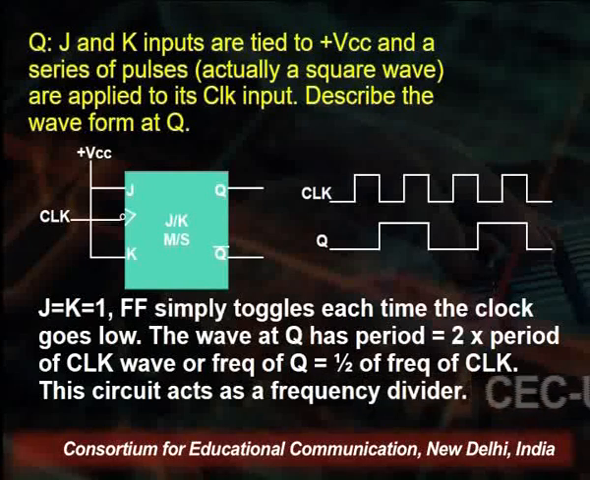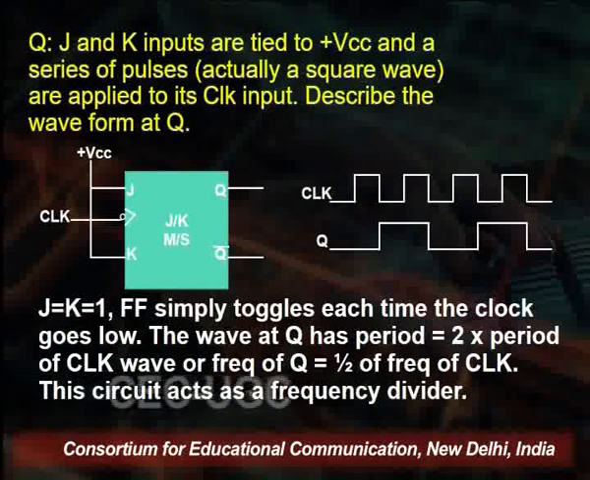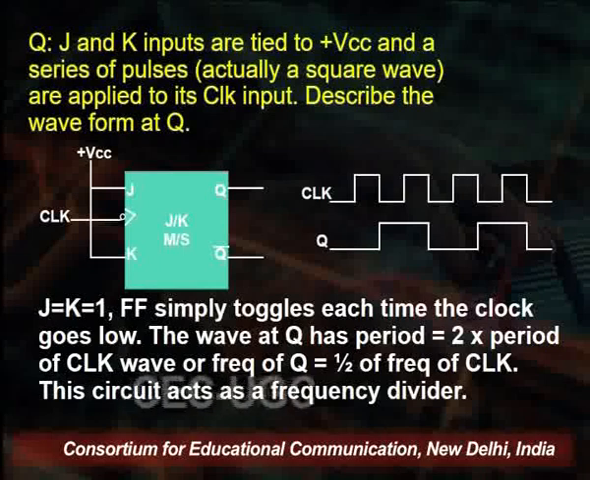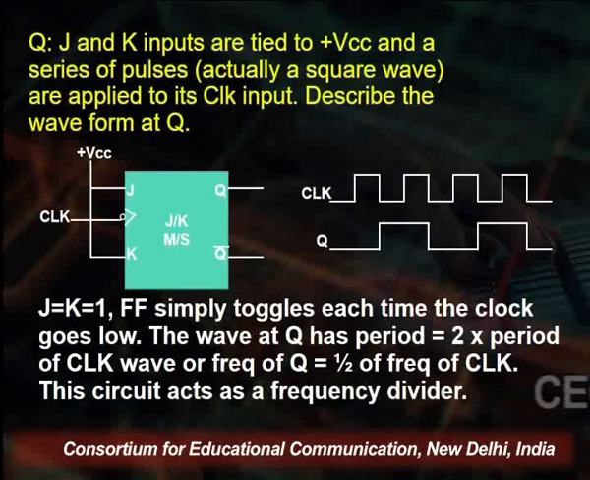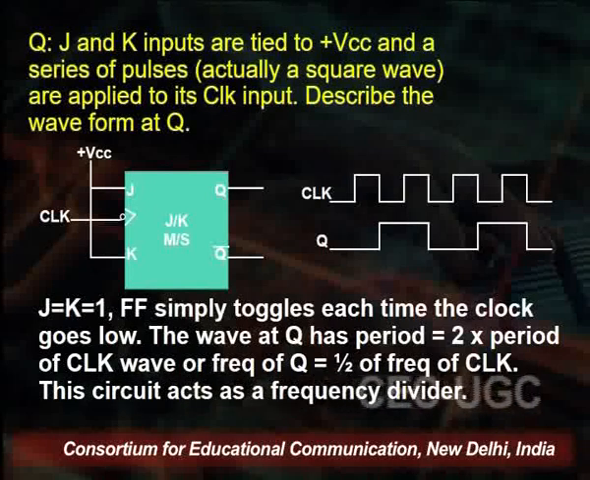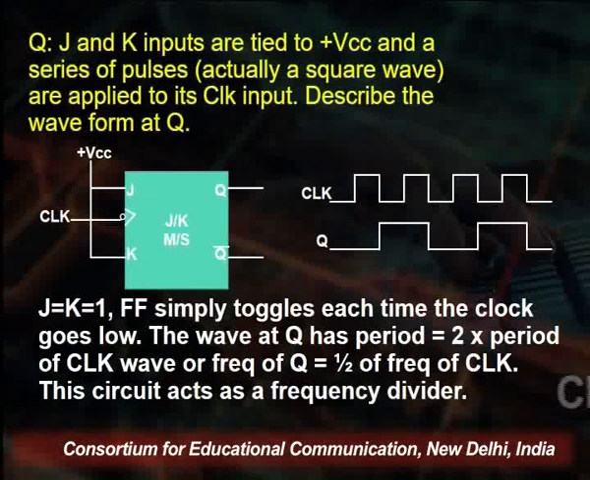Initially, as you can see, Q is 0 when the clock begins. At the first negative going pulse of the clock, the state changes from 0 to 1 and it remains 1 till the second negative going clock arrives. At this time, the high value of Q goes low. This change of state goes on at every negative going pulse, or the falling edge of the clock.